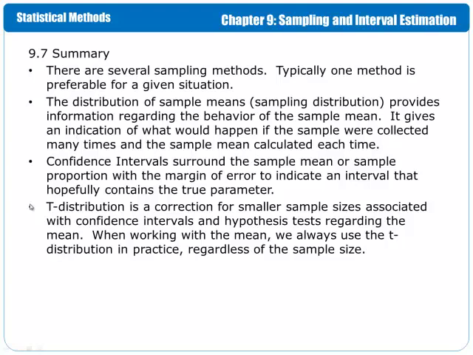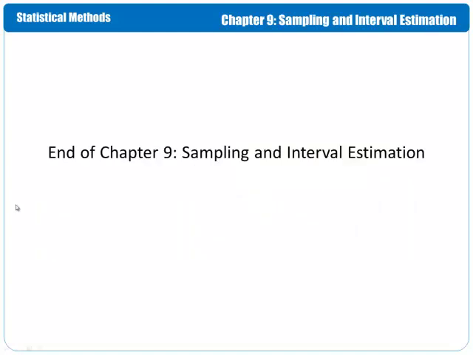The t-distribution is a correction for smaller sample sizes associated with confidence intervals and hypothesis tests regarding the mean. When working with the mean, we always use the t-distribution in practice regardless of the sample size. We use the z-distribution for proportions. And that is the end of Chapter 9, Sampling and Interval Estimation.